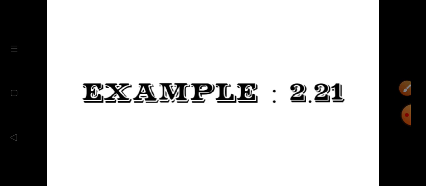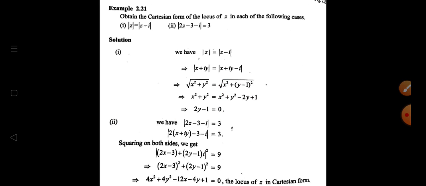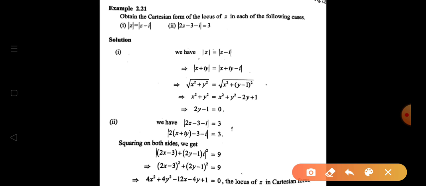Today, example 2.21. Obtain the Cartesian form of the locus of Z in each of the following cases. Today, two questions are given. First one, modulus Z is equal to modulus Z minus I. And second sum, modulus of 2Z minus 3 minus I equal to 3. Now we are going to solve the first sum.